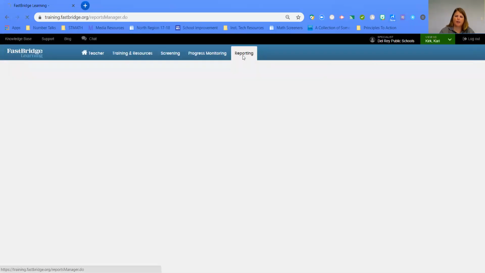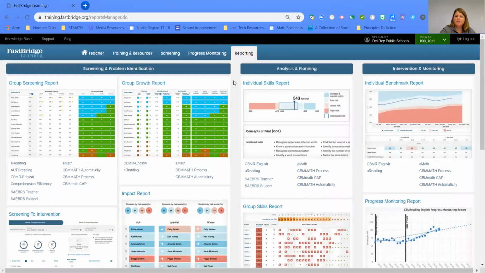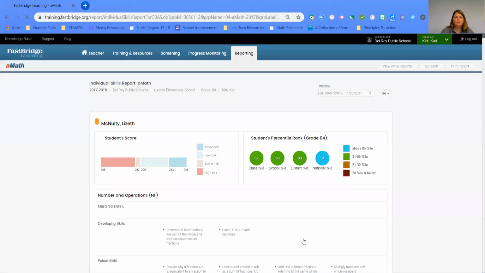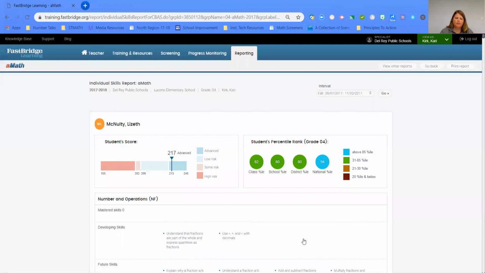So I'm going to click on reporting again, but this time I'm going to go to individual skills report, which on this computer is just the third column over. Again, I need to click on A math, the appropriate grade level, and then fall, maybe. There we go. And so this report is the individual skills report.